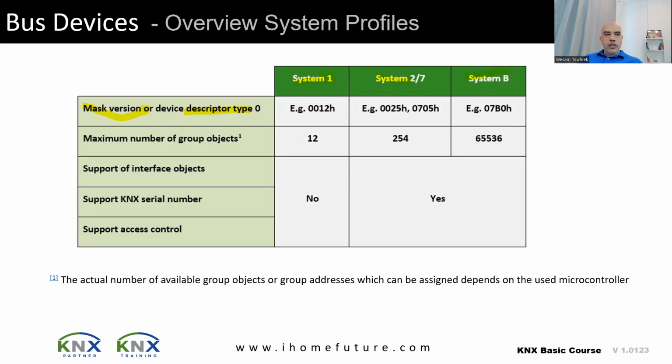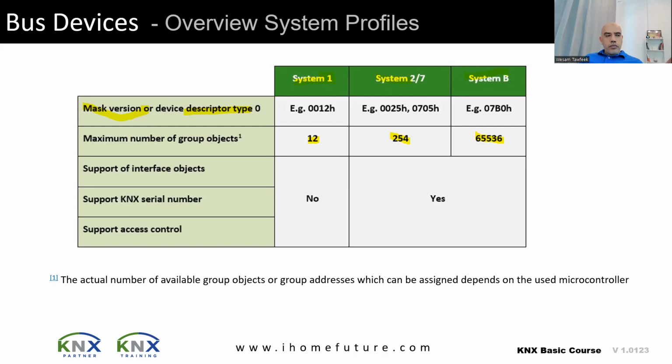System 1 is not used anymore, it's too old, but mostly in current devices you'll find System 2/7 or System B. The difference between 2/7 and System B is mostly in the RAM and the capability of the microcontroller. However, the difference between System 1 and those two systems is huge. The maximum number of group objects in System 1 was 12, in System 2/7 it is 254, and then it's more than 56,000 devices on System B.